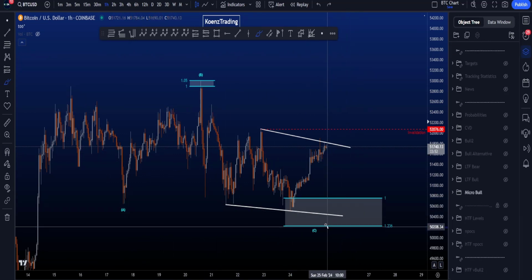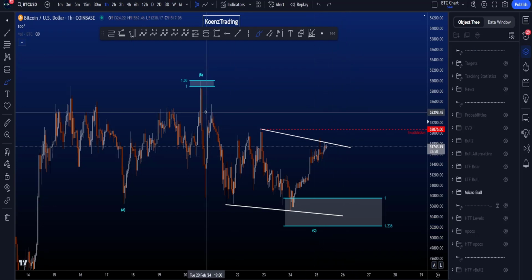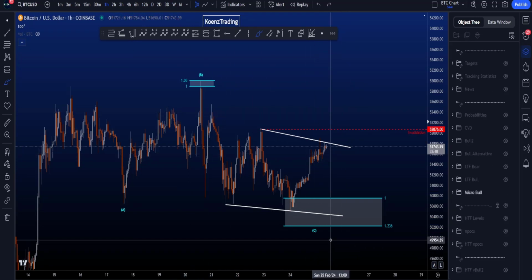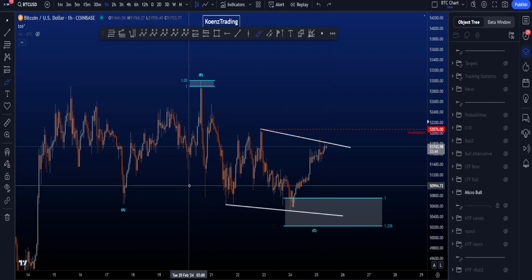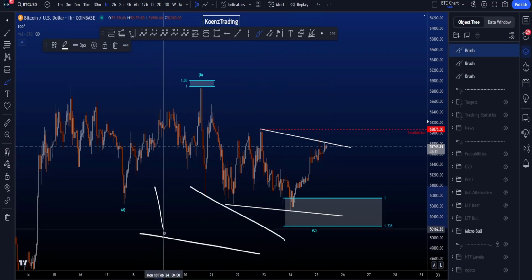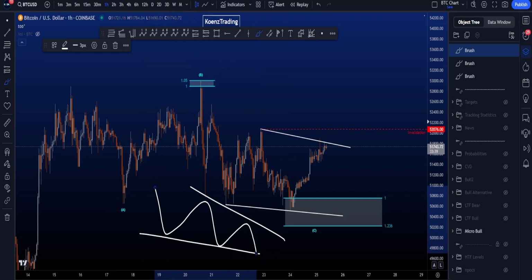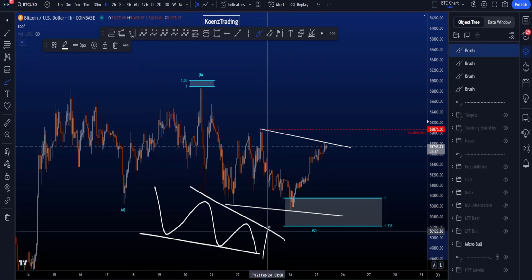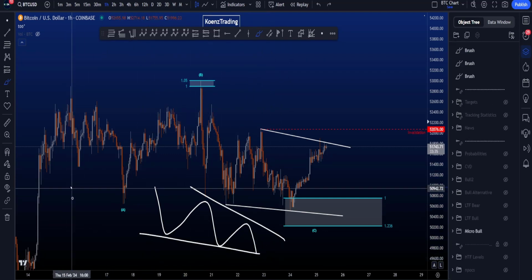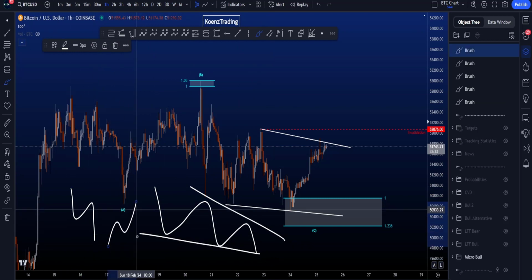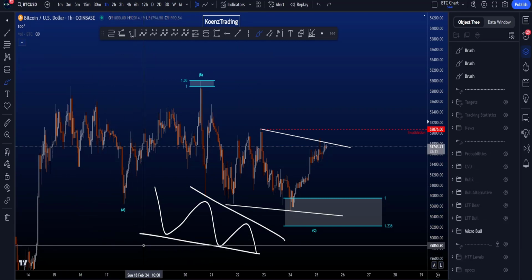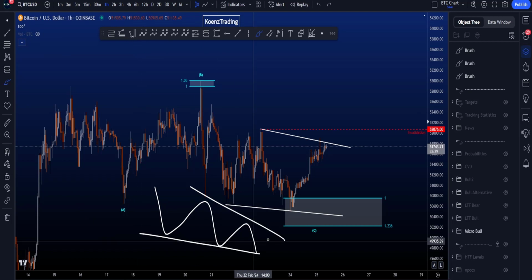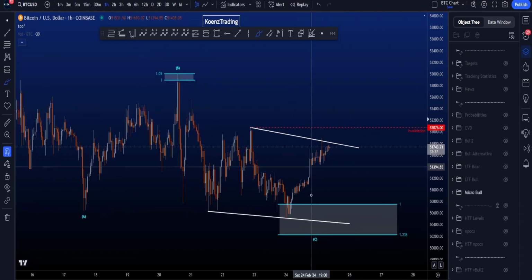Now what is important is that an ending diagonal in a wave C, as we have a lot of overlap here, needs to consist of zigzag family structures, meaning in the ending diagonal, all of the waves that we have, 1, 2, 3, 4, and 5, need to at least be a simple zigzag structure in an ABC down or an ABC up, or potentially a double or triple zigzag structure in a WXY or a WXYXZ.